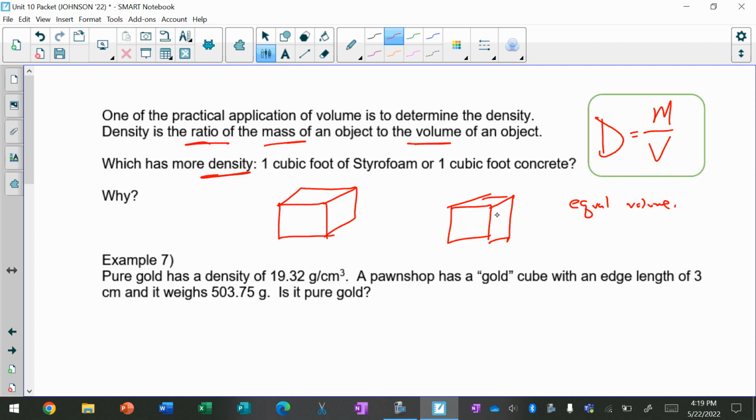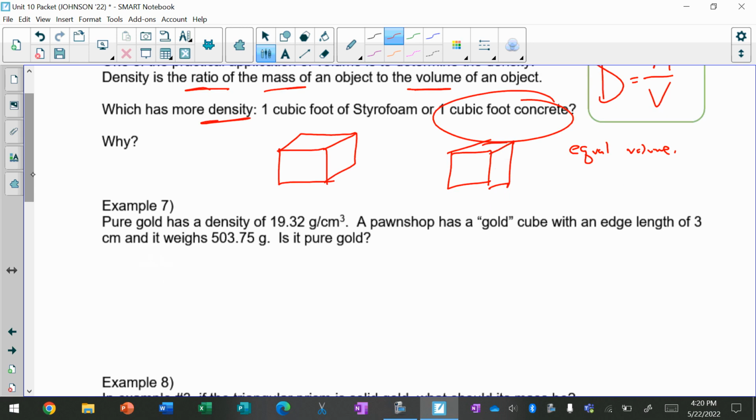I know that those are not the same idea. I know a science teacher would yell at me, but for the sake of what we're talking about, I'm going to pretend that mass and weight kind of represent the same idea. This 1 cubic foot of concrete is going to have a whole lot more mass than 1 cubic foot of styrofoam. So therefore, the concrete is going to have more density because it has more mass for the same amount of volume. Okay?